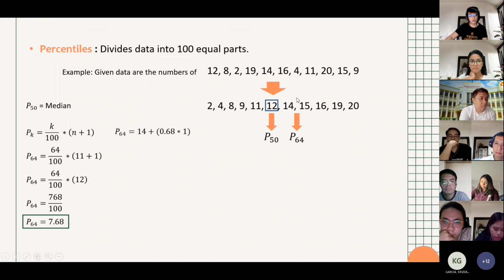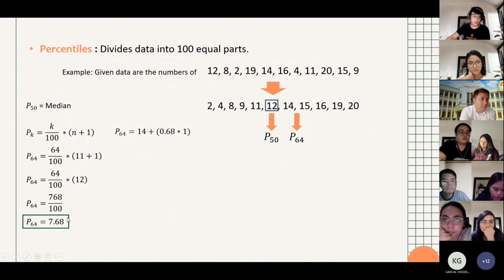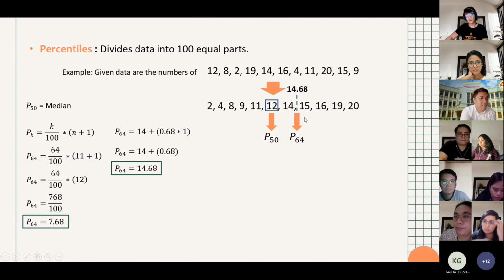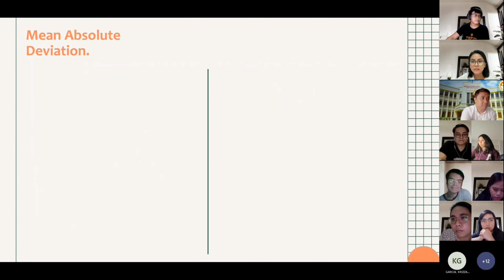Okay? Kunin na ulit natin yung exact value niya. So the lowest value of this one sa 14 and 15 is 14. Nakuha natin. Then kukunin natin decimal place niya, which is 0.68, times the difference of 15 and 14, which is 1. So 0.68 times 1 is equals to 0.68, plus 14 is equals to 14.68. So that is our exact value for 64th percentile, okay? Yes po. Thank you.